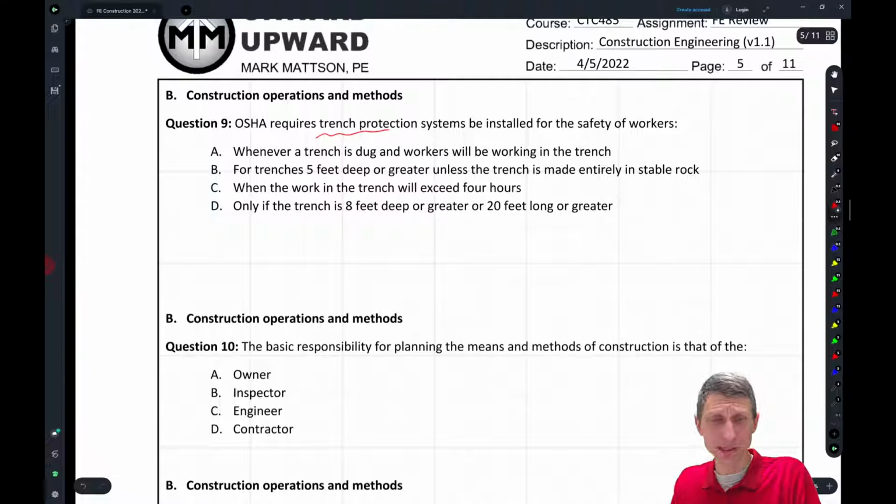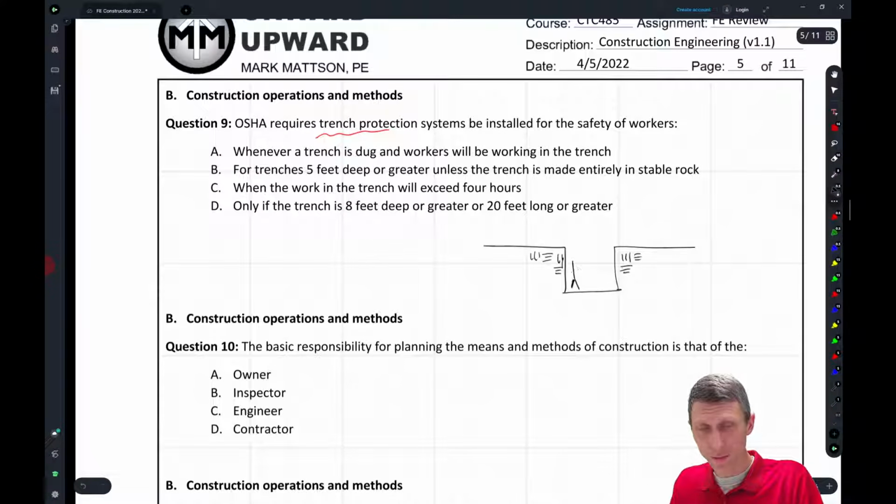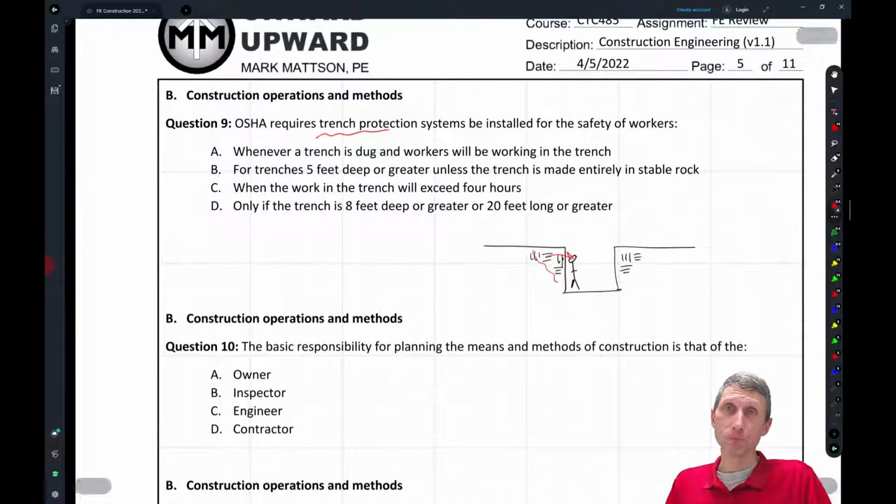Trench protection is what happens when, let's say you have some earth here and you dig a trench, right? So here's your earth, and you dig a trench. Well, Johnny and Jane or whoever, they're going down into this trench to work. Well, what's the problem? This trench is not stable and it wants to collapse on Johnny. Okay, and Johnny construction worker doesn't like soil collapsing on him because he likes his life and wants to live.